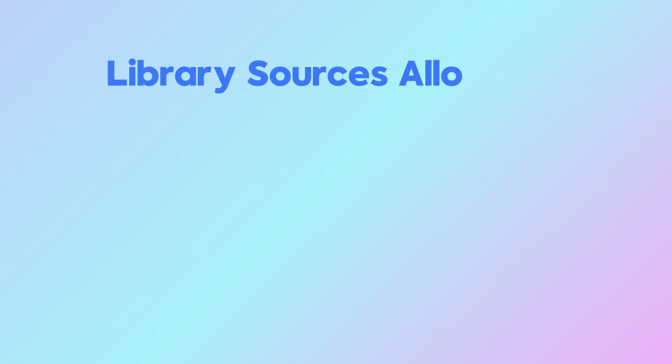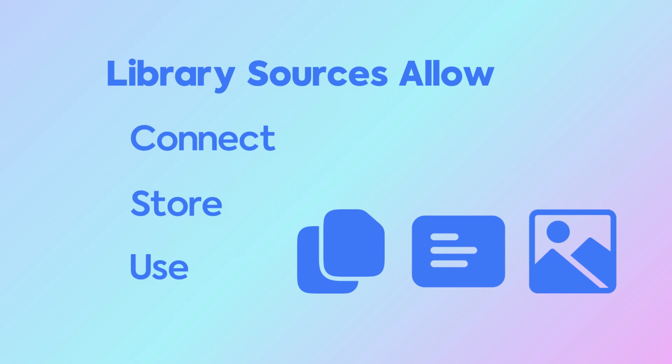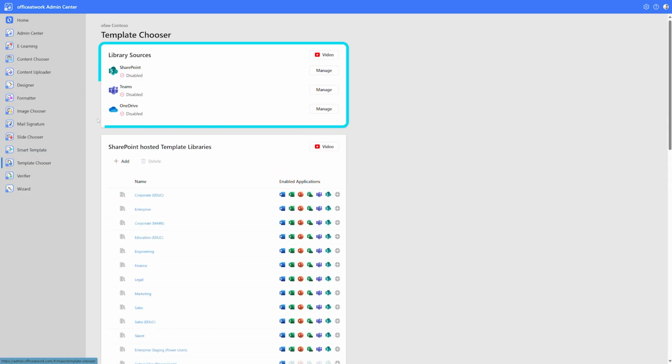Library sources allow Office at Work apps to connect, to store, and to use assets like templates, slides, images, and more. To enable library sources, you can navigate to your app and then go to the Library Sources card.